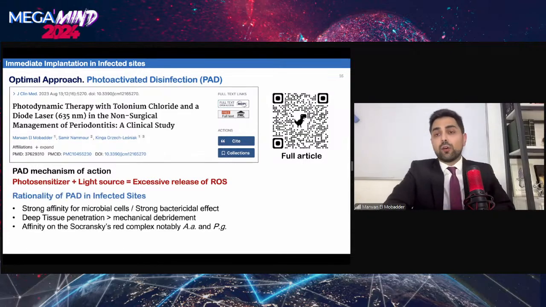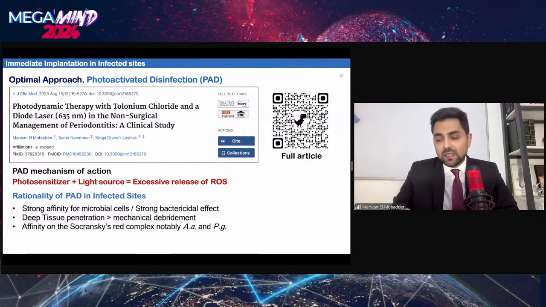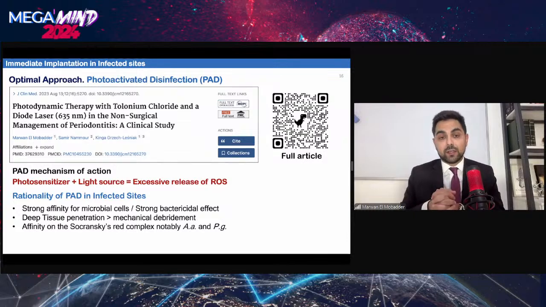So the rationale of using photoactivated disinfection: we are dealing with an infected site. It is always a good idea, but I have to say that we need further investigations, and this is a very interesting area to investigate. We are increasing disinfection, so it's a good idea to use it after mechanical debridement, not as a replacement. It will compensate for the limitations of the mechanical debridement. Mechanically, we cannot remove what we cannot touch, but chemically and with light, we will have a deep tissue penetration.